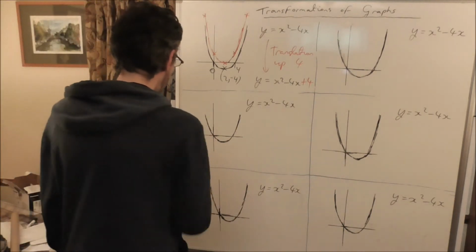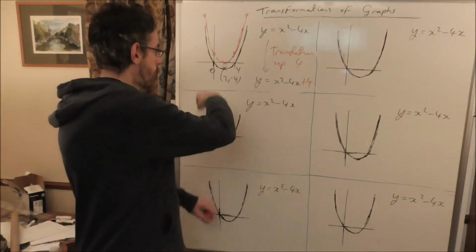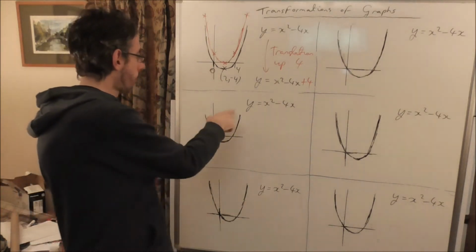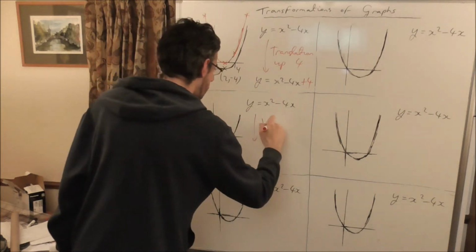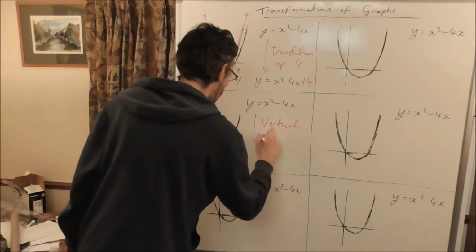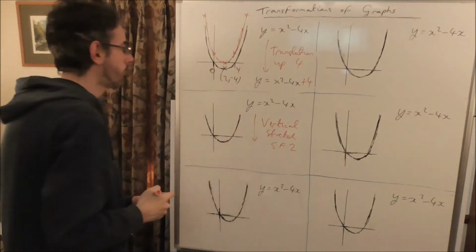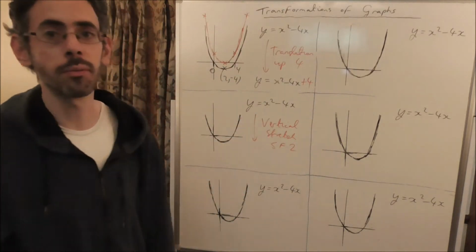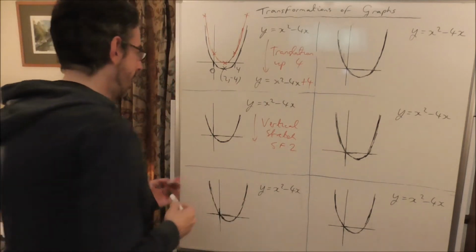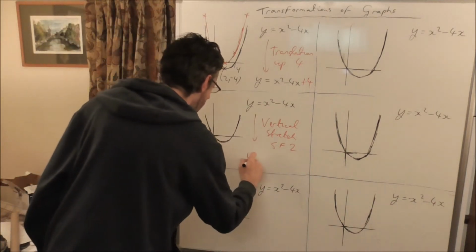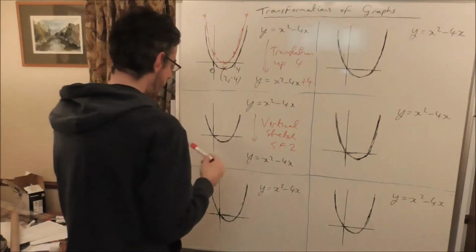Let's say I wanted to take the original graph and stretch it vertically by a scale factor of 2. In other words, I wanted all the points to be twice as far from the x-axis. What would I have to do to the expression on this side for that to happen? That's right, you'd have to double the expression. I'll write the equation again, y equals x squared minus 4x, and you just have to double the expression on this side.